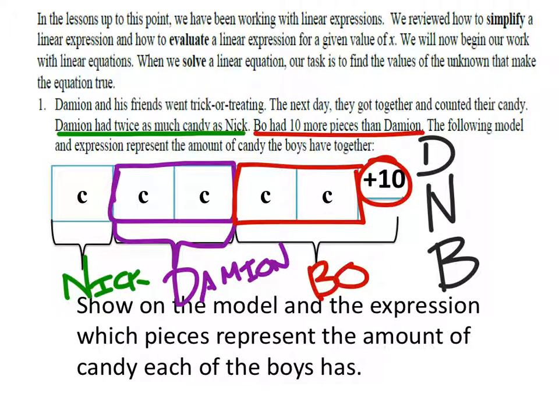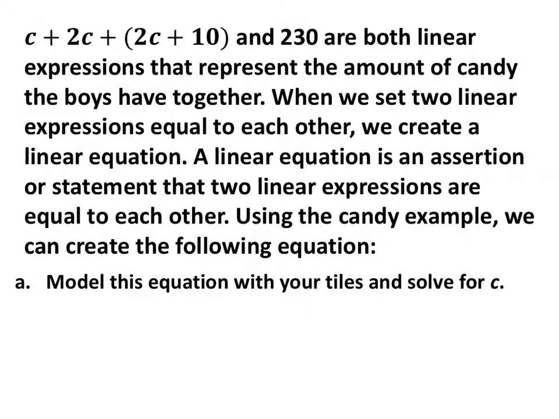It is highly crucial that you are able, in a model or in an expression, to identify what parts of the expression or model are related to the problem, like we just did. Now we have this expression, but it also gives us this 230. Both of these are linear expressions. Even the 230 is linear because it's just a number, and if we wanted to graph that, we could. Not that we're going to today, but eventually we will. They both represent the amount of candy the boys have together.